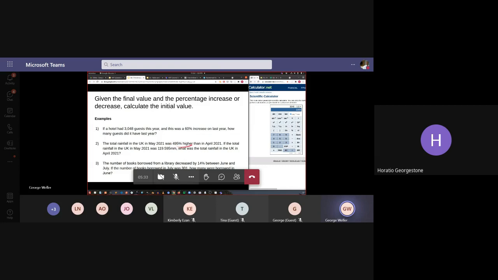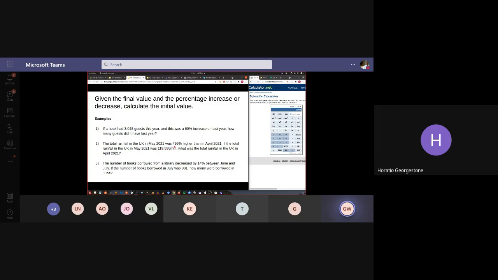So this is slightly unusual because we have this very big percent, but you shouldn't let that throw you off because it's still the same thing. So originally, the rainfall in April was obviously 100% of itself. Every number is 100% of itself. And then the rainfall in May was 495% higher than that. So 100% plus 495% gives you 595%. Okay, so therefore the rainfall in May was 595% times the rainfall in April. We're trying to find out the rainfall in April.